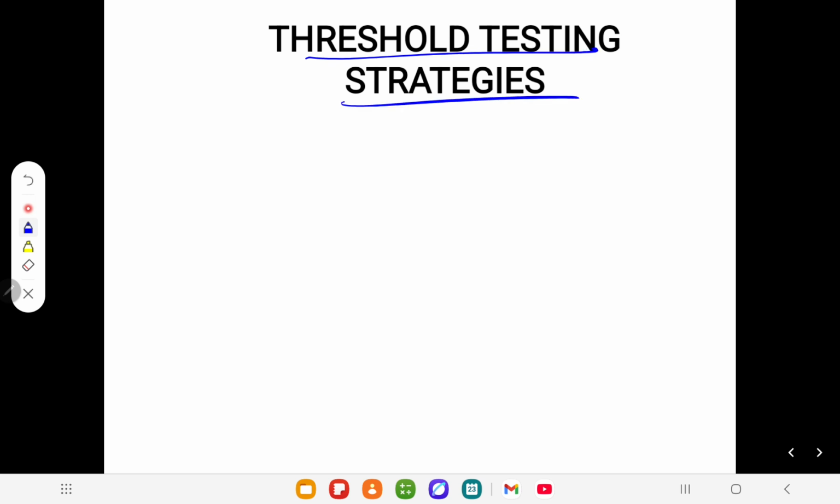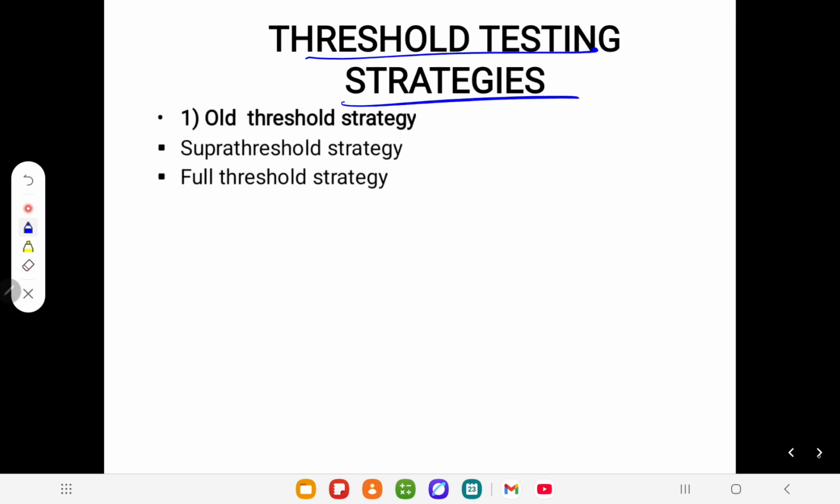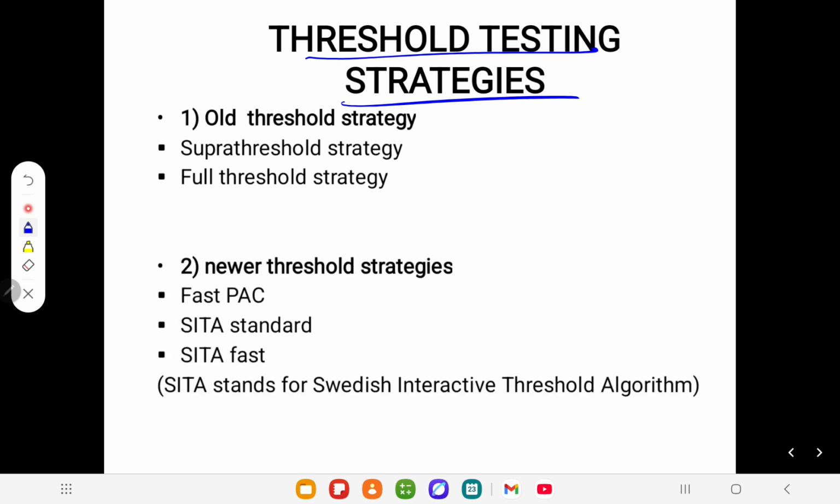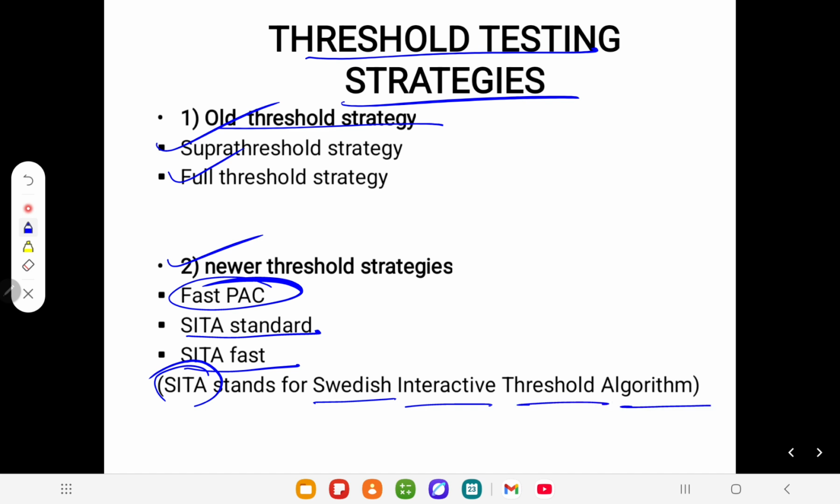So threshold testing strategies. Basically, there are two categories: one is old strategy and another is new strategy. The old strategies are suprathreshold strategy and full threshold strategy. The new techniques are Fastpac, SITA Standard, and SITA Fast. You have to understand this, it's very famous in MCQs. What does SITA stand for? It stands for Swedish Interactive Threshold Algorithm.